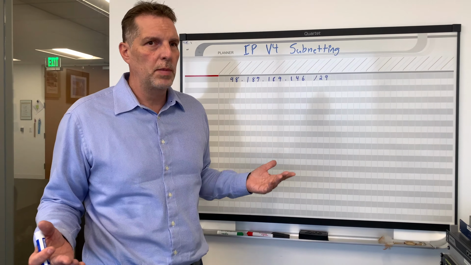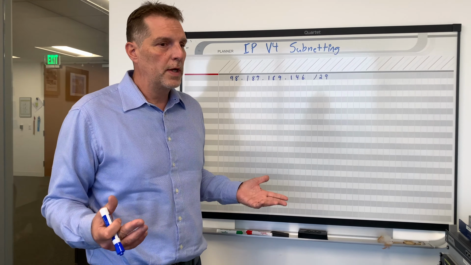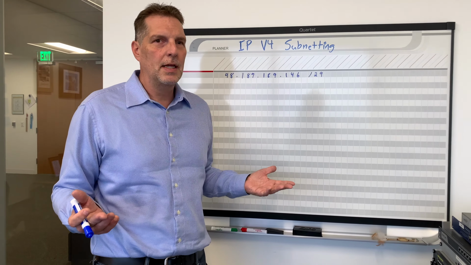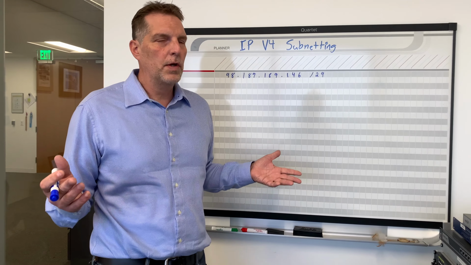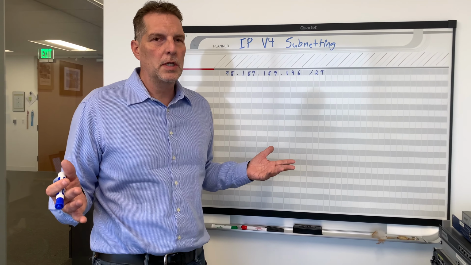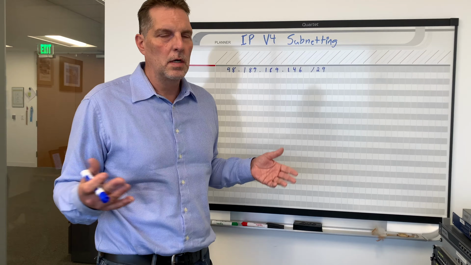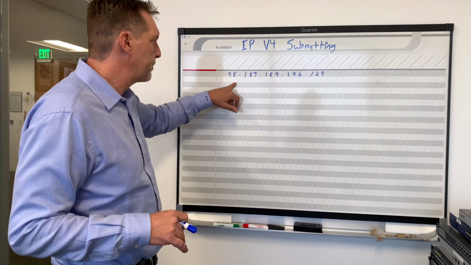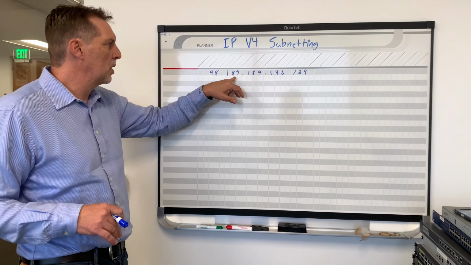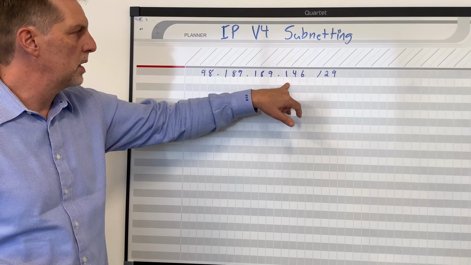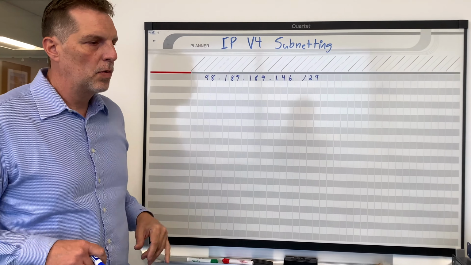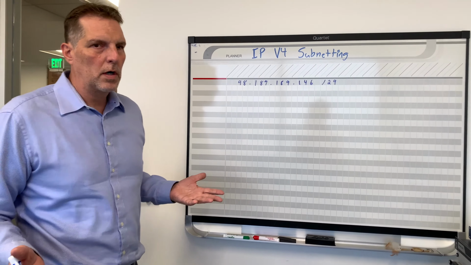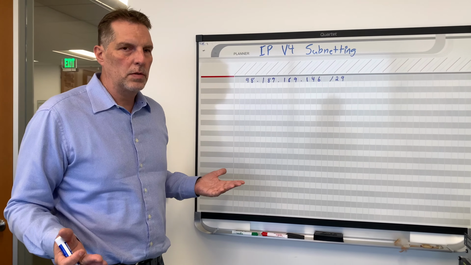What does this mean? So I'm going to do a real brief, simple topic on what IPv4 subnetting is, and how you can figure out what your usable IP addresses are, what the gateways are, and what the network is. I have an example here of an address. It's 98.189.189.146, and it's a /29. What we're trying to figure out is what are the addresses that we can use.